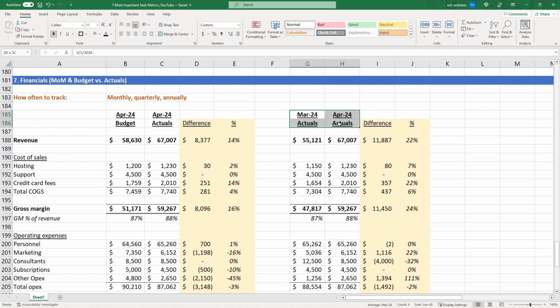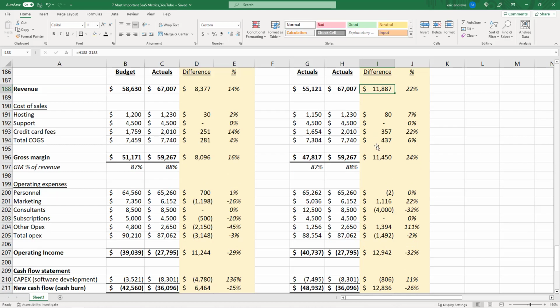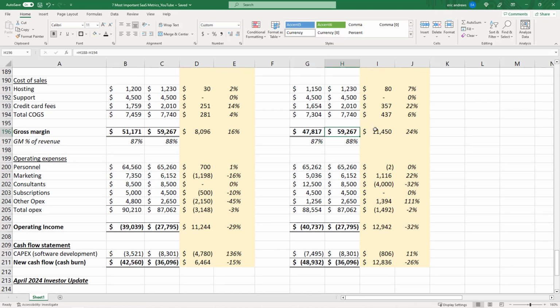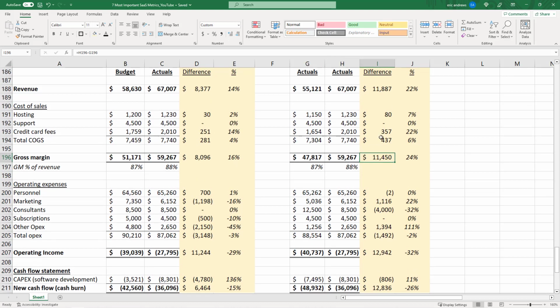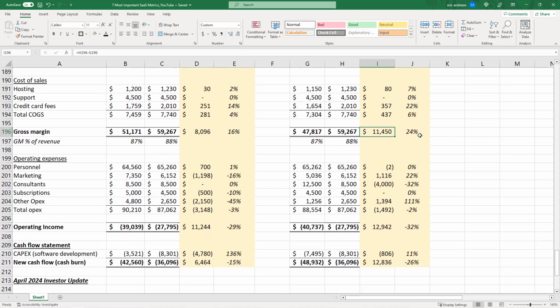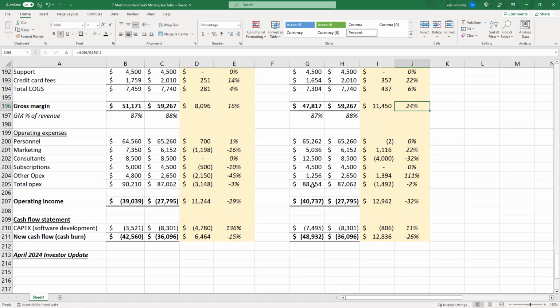If we look at month over month actuals, we could also use this and say growth was 22%. We know growth was 22%. In this scenario, our gross margin increased by quite a bit. We got a little bit of a higher percent on the gross margin, increased by 24%. Then our operating expenses were down month over month on increased revenue. So improvement in operating income, improvement in burn rate.